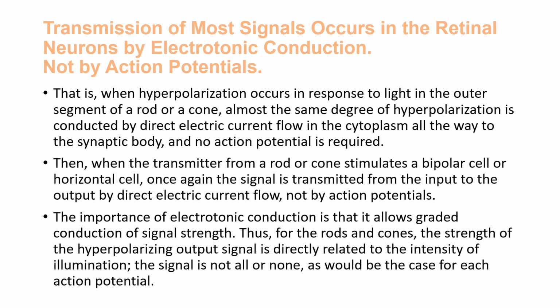Then, when the transmitter from a rod or cone stimulates a bipolar cell or horizontal cell, once again the signal is transmitted from the input to the output by direct electric current flow, not by action potentials. The importance of electrotonic conduction is that it allows graded conduction of signal strength. Thus, for the rods and cones, the strength of the hyperpolarizing output signal is directly related to the intensity of illumination. The signal is not all or none, as would be the case for each action potential.